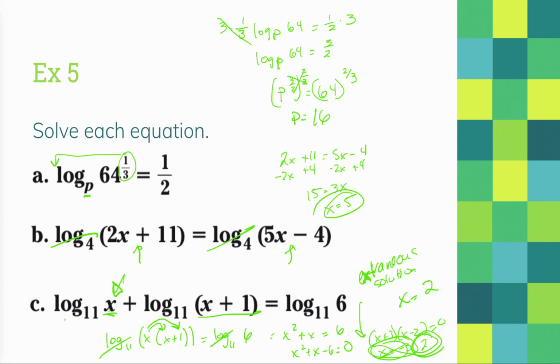And that's it for log rules. Stay tuned next time for how we can use these log rules for solving common logs without a calculator.